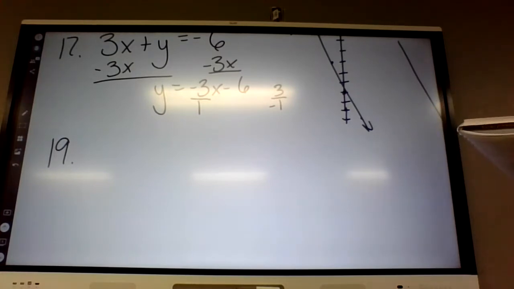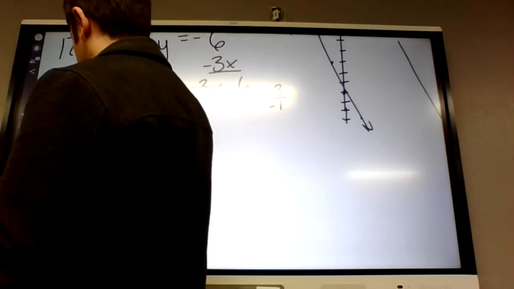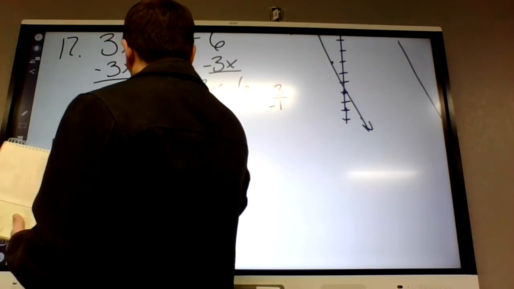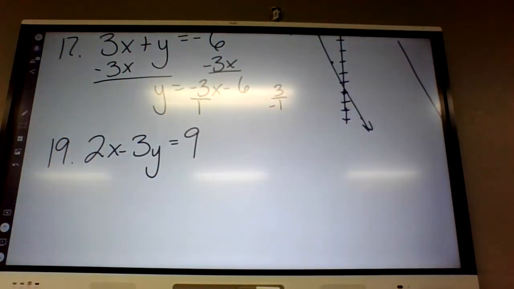Number 19. Write each equation as a linear function. I can't remember if we did this actually. I don't think we did function. I think we did like 2 problems, but it's okay. We shouldn't skip them. There's a huge section on it, and it's easy, relatively speaking.